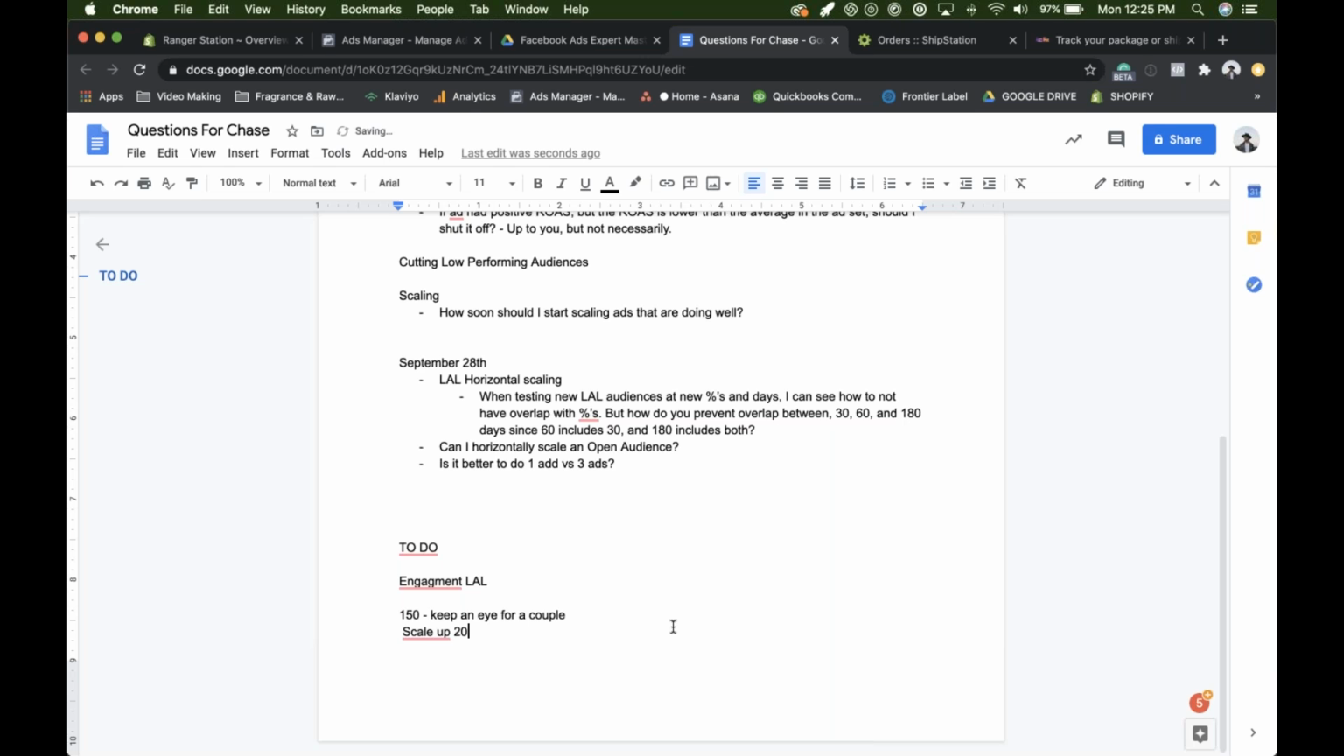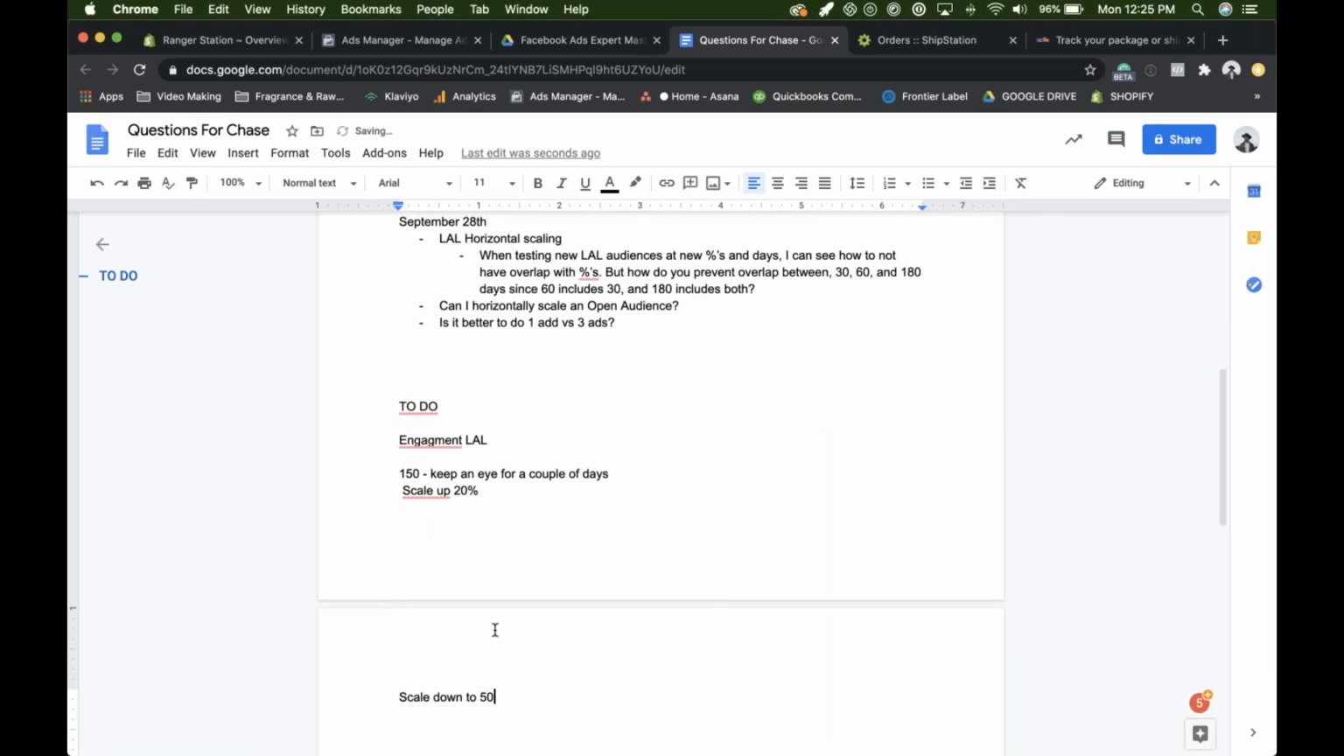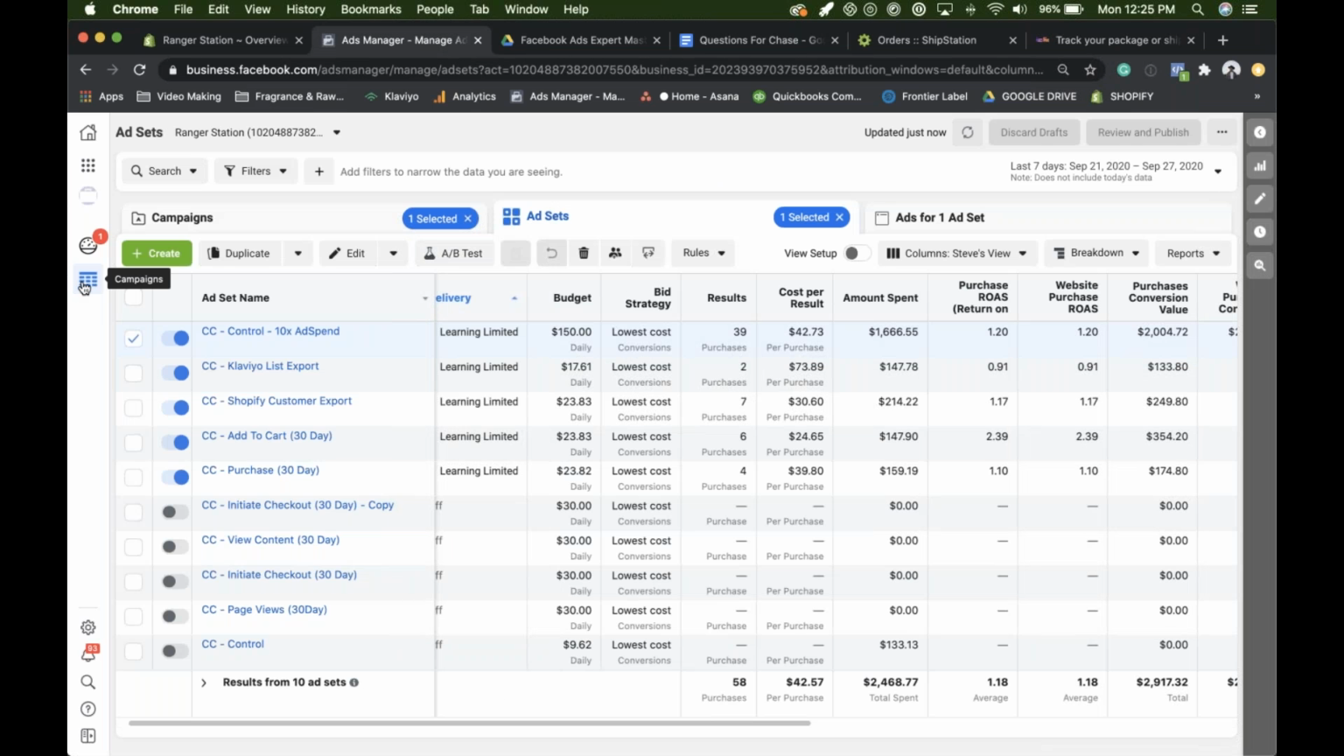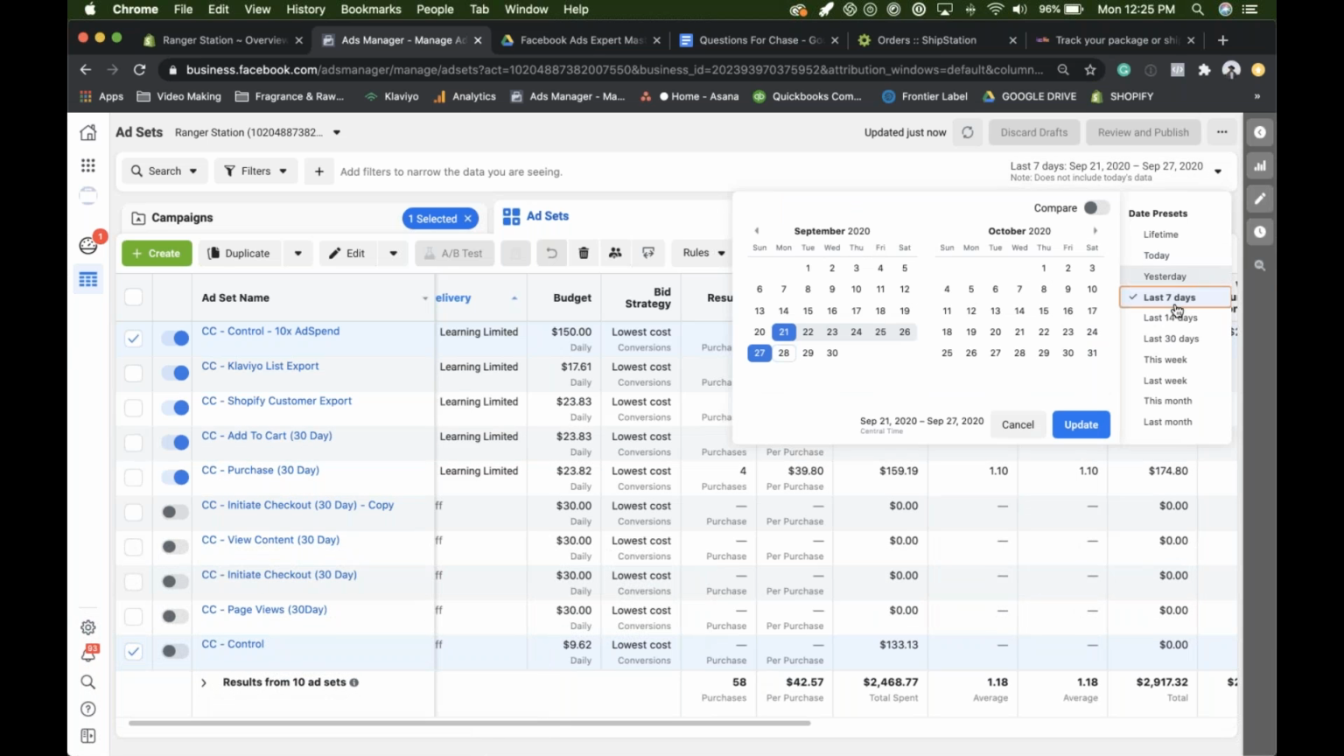Okay. But if it hasn't stabilized yet, do we go down to 100 or down to 50? What do you think? If it's not doing any good, then go down to 50. Okay. And the last question on that: if it doesn't stabilize, we just keep lowering ad spend until we get back to where the original control audience was doing. Yep.